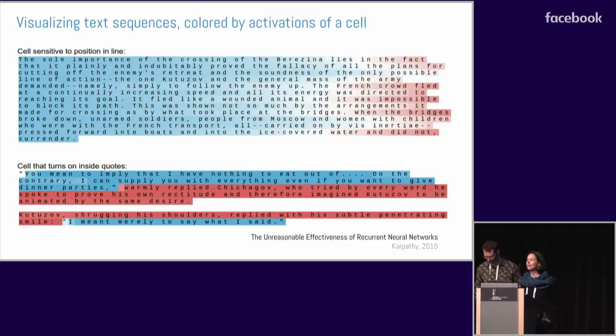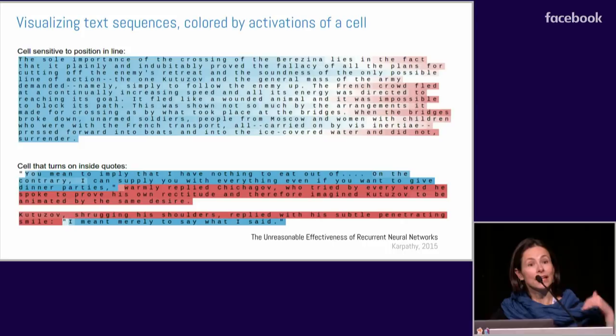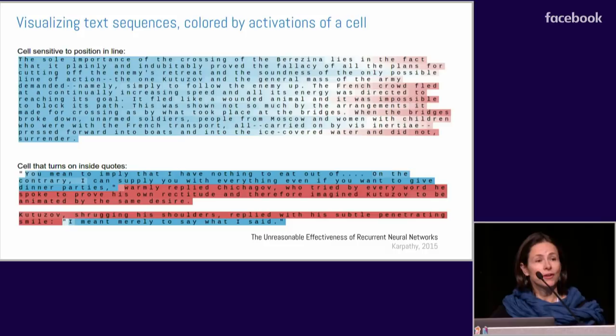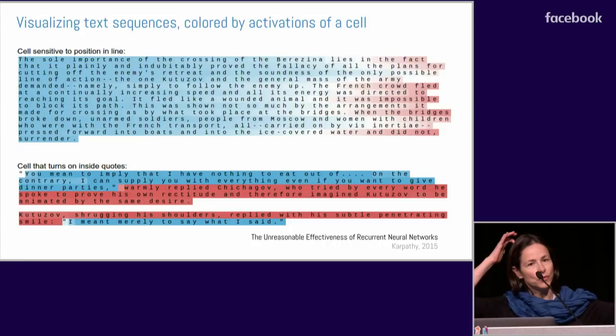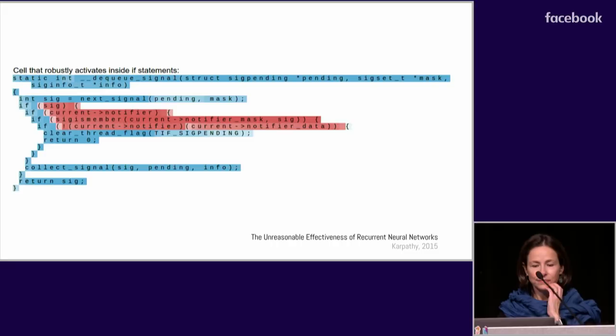Yeah, and you brought up a really good point that I want to emphasize: whenever you're visualizing something, if you can always go back to your raw data and show that to the user, in this case the raw data is the text, the better your visualization is going to be, because you're going to bridge that gap between some analytical framing or visual encoding you're doing and the messiness of the raw data, and exactly what it is you're encoding. So take advantage of that as much as you can. And a final example here of a cell that activates inside if statements. So it really cares about if statements, and then it flips back.